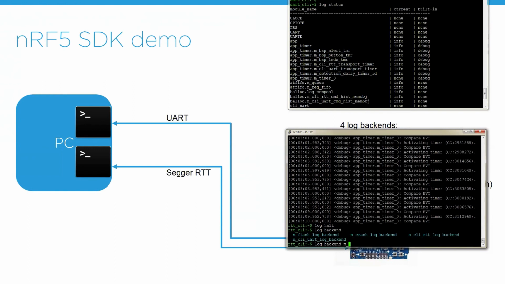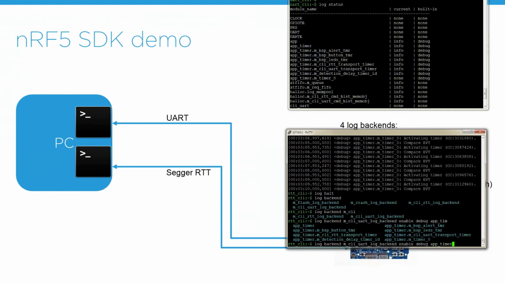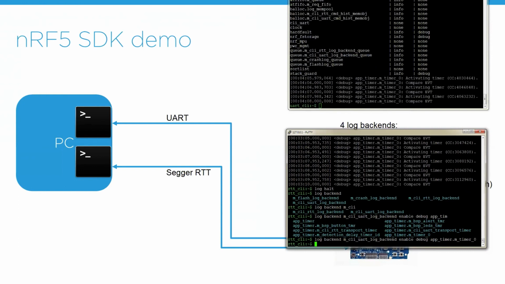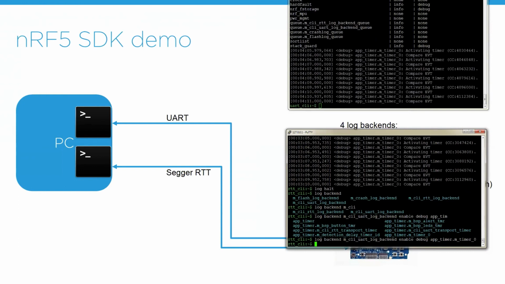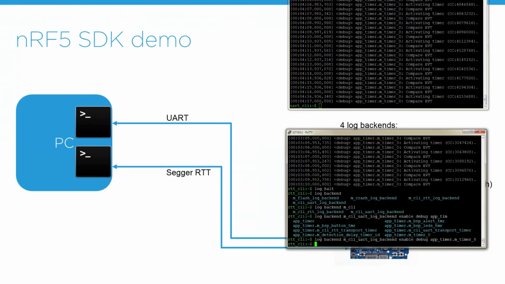So here, if I want to enable messages on the console that I have above, so on the UART, I can actually control that using this second console. Of course, this maybe doesn't make much sense, but we can also use this command to control backends like flash log or crash log and configure whatever we want.